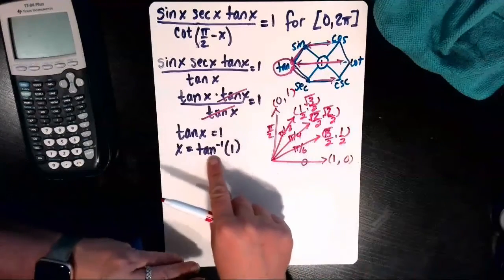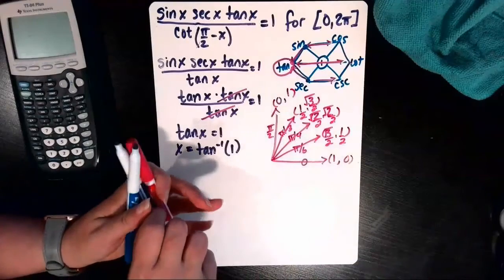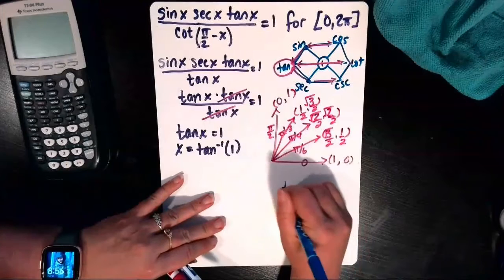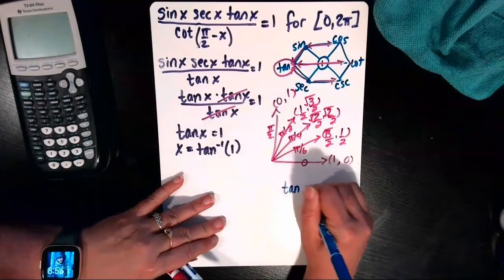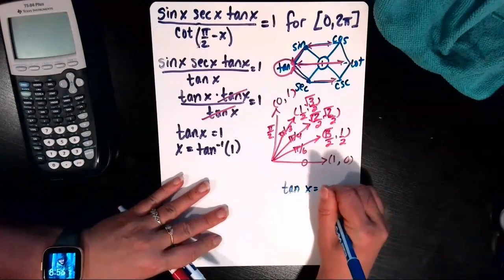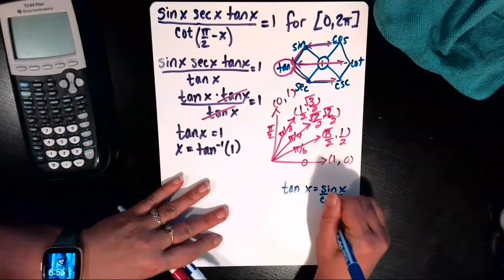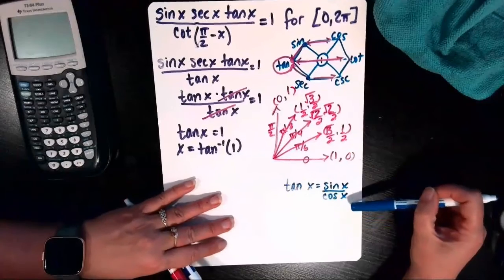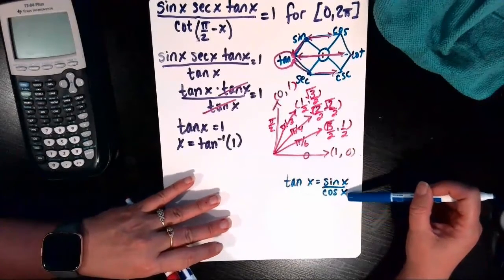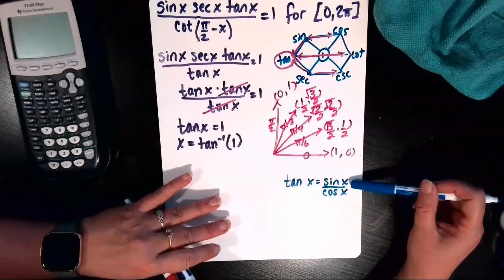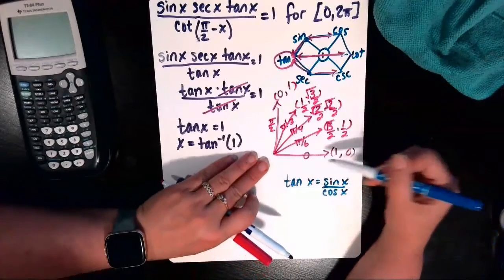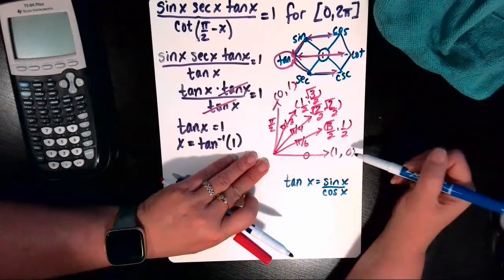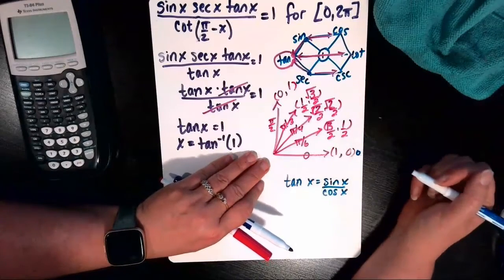So the tangent, if you recall from earlier lessons, is defined as the quotient sine of x over cosine of x. The cosine is the x-coordinate, the sine is the y-coordinate. So the tangent of 0 would be y divided by x, 0 divided by 1, which is 0. Right?